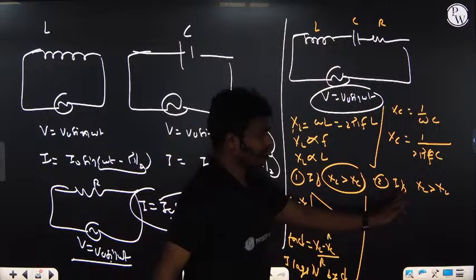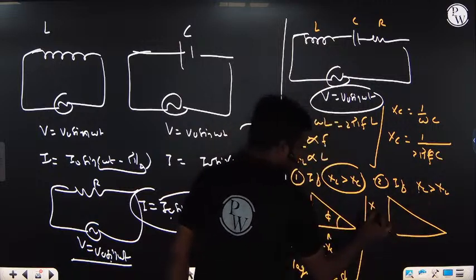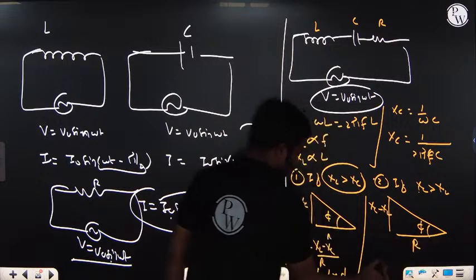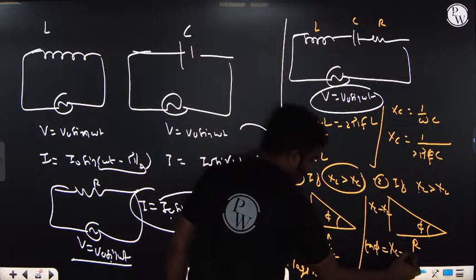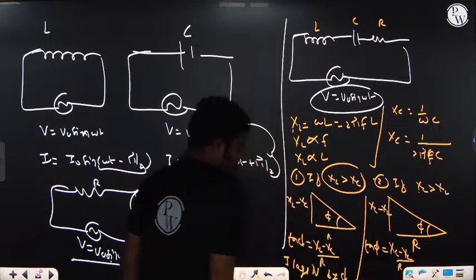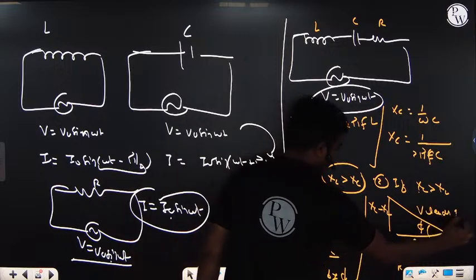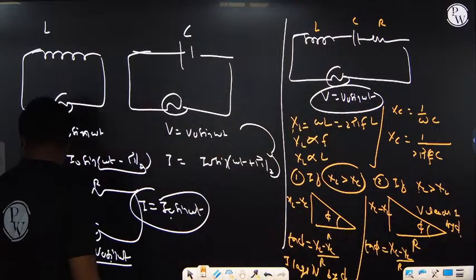In the second case, if XC is greater than XL, this side will be XC minus XL, this will be R, and this will be φ. So what is tan φ? Tan φ will be XC minus XL divided by R. So here what happens? V lags I by how much angle? Phi. This is the second case.